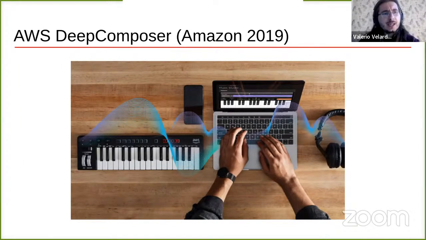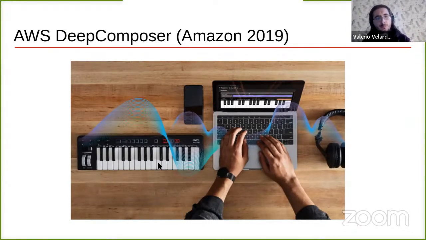Now we also had AWS DeepComposer, released by Amazon in 2019. It wasn't really a product per se, and it came out in a hardware form. I think they were also selling keyboards just to play around with the model.